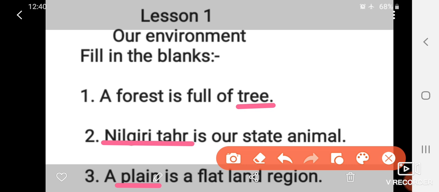Second one, Nilgiri tahr is our state animal. N-I-L-G-I-R-I, Nilgiri, T-A-H-R, tahr. Is, I-S. Our, O-U-R. State, S-T-A-T-E. Animal, A-N-I-M-A-L. Nilgiri tahr is our state animal.